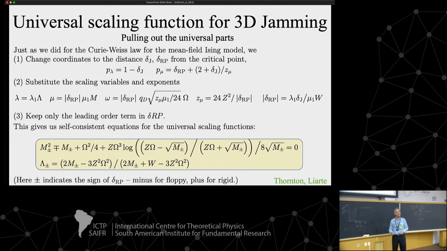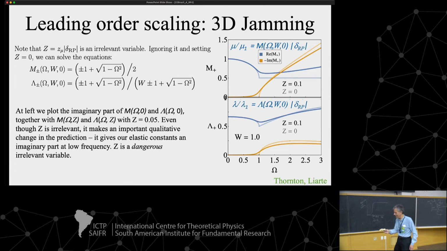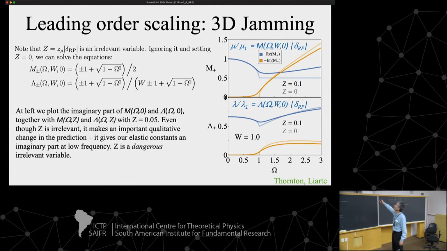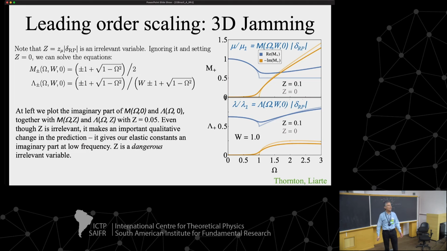Actually, we didn't. Stephen found an approximate method for getting it, and I've forgotten why we never put it into the slide, but this is what happens when z is 0.1. So z is an irrelevant variable. It's going to 0 when you get close to jamming. 0.1 is sort of close to jamming, and sure enough, no longer do you have 0 imaginary part. You've just got a small imaginary part, which is probably the right physics.